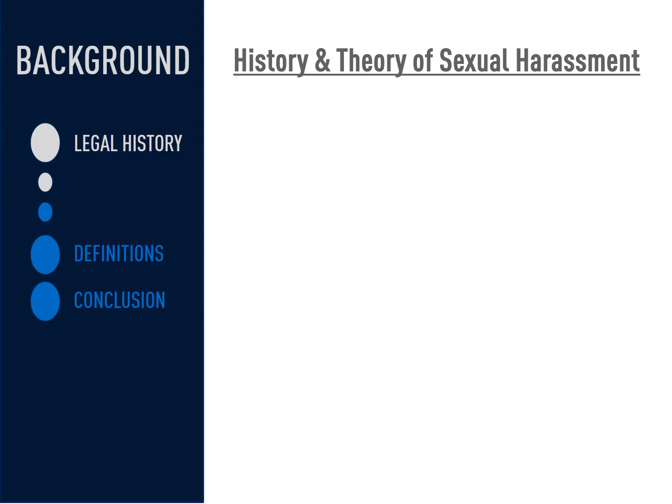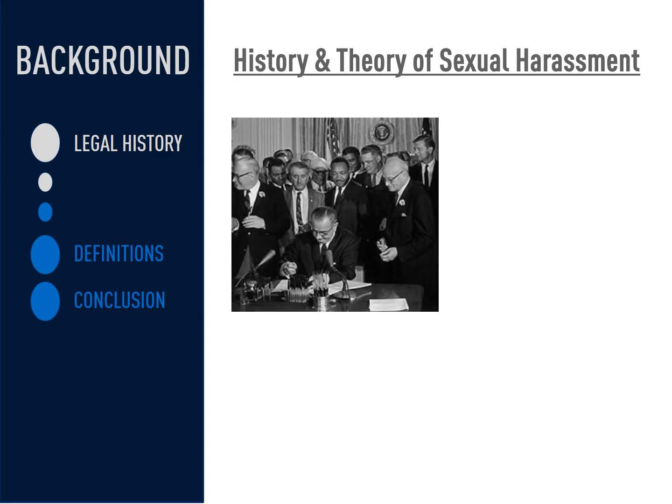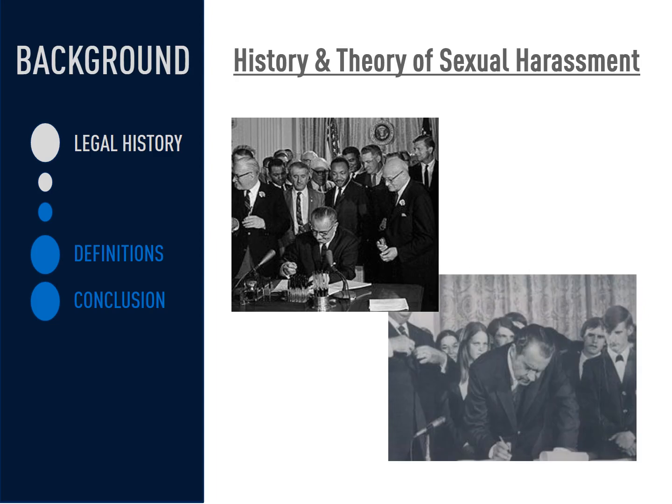In fact, it wasn't until 1964, with the passage of the Civil Rights Act, that sex discrimination itself was made illegal on the federal level in many forms of employment. And it wasn't until 8 years after that, with the passage of the Education Amendments of 1972, that sex discrimination was made illegal in education on the federal level.